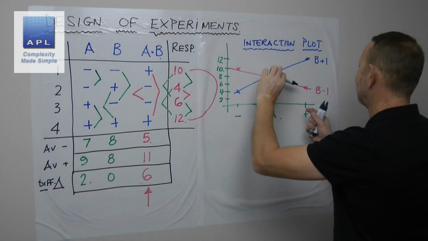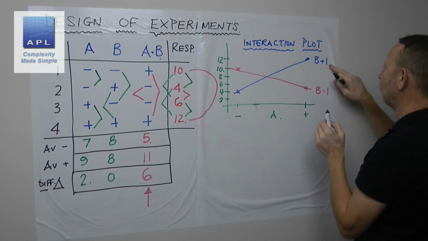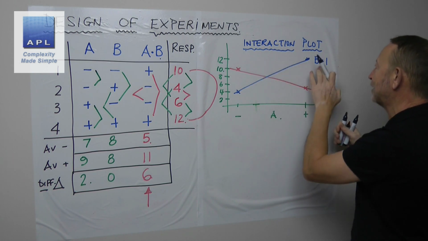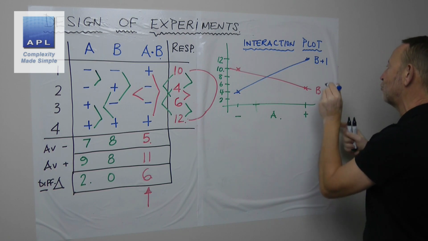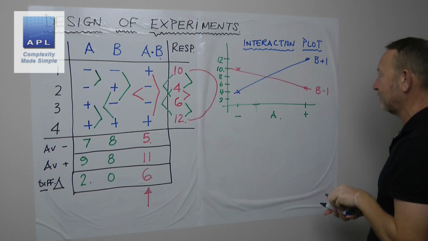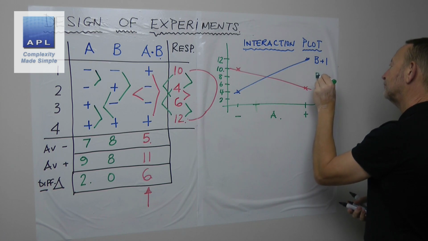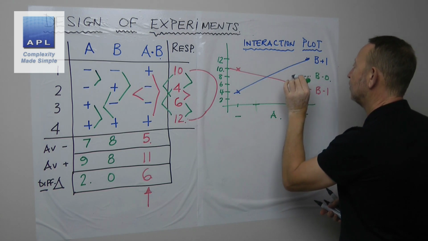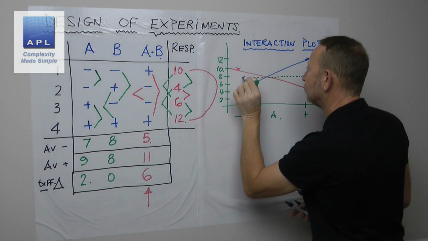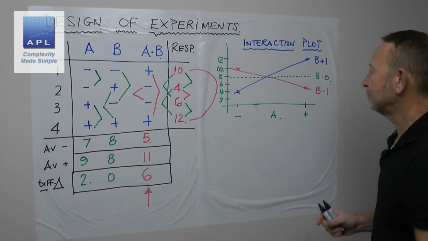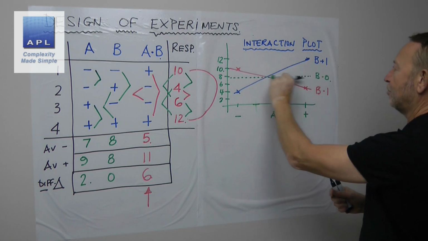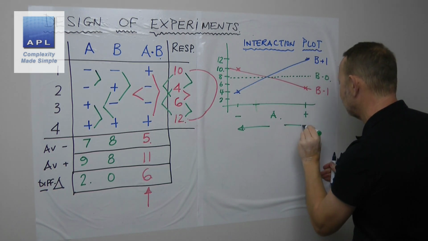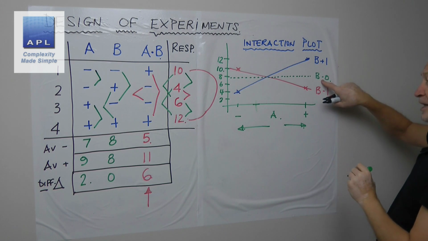But here's the point. We don't have to go all the way from B at the positive to all the way to the negative. We could pick some value of B in between. So what we could pick is B to the 0. And when B goes to the 0, what happens? The result goes horizontal.